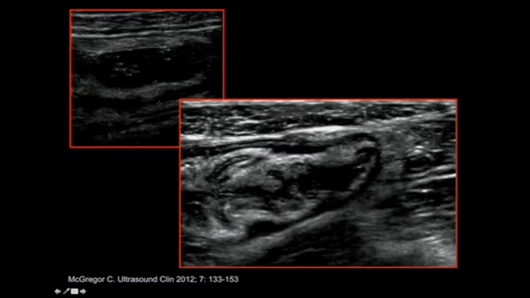The outer hypoechoic muscularis externa is relatively thin compared to the marked thickening of the echogenic submucosal layer. In addition, it is not only on the side of the appendix, which is over here and normal.